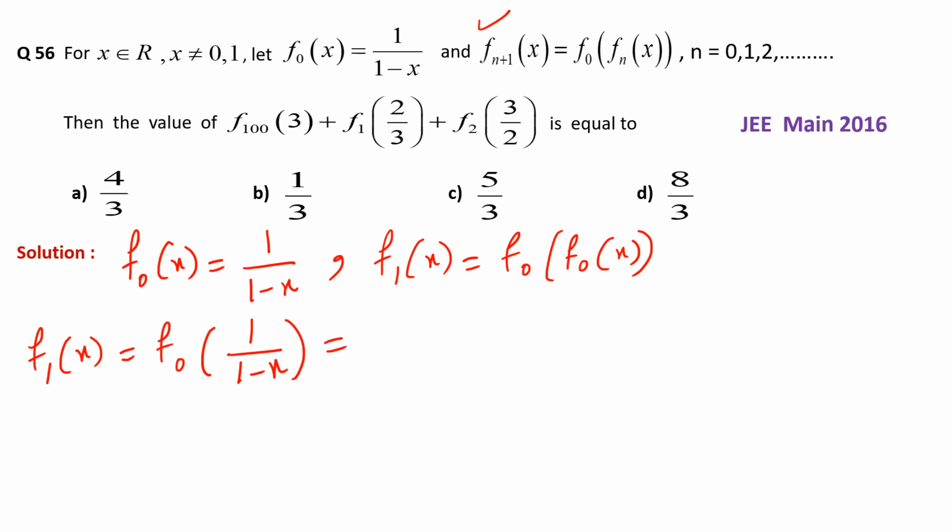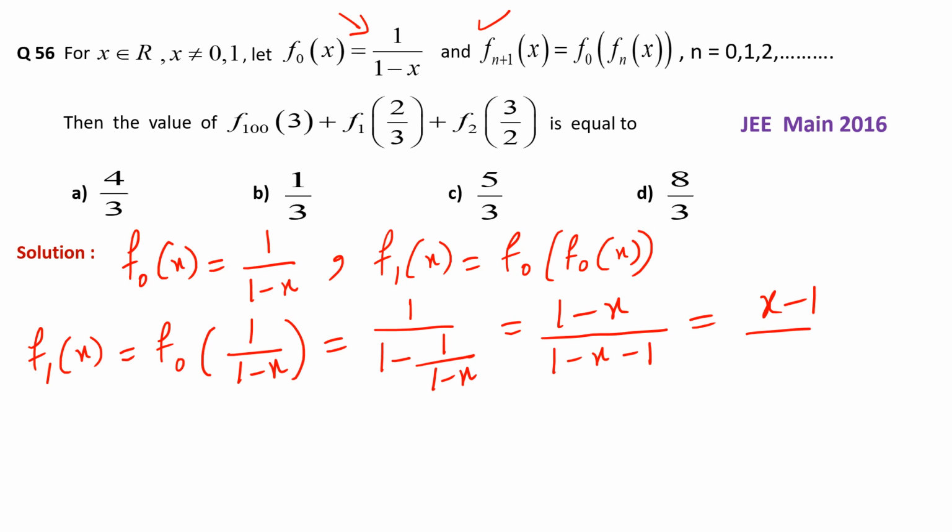Now students, to get the value of f0 of 1 upon 1 minus x, just replace x by 1 upon 1 minus x in the definition of the function f0 of x. So it becomes 1 upon 1 minus 1 upon 1 minus x. And this becomes 1 minus x divided upon 1 minus x minus 1. Or finally it becomes x minus 1 whole divided upon x.